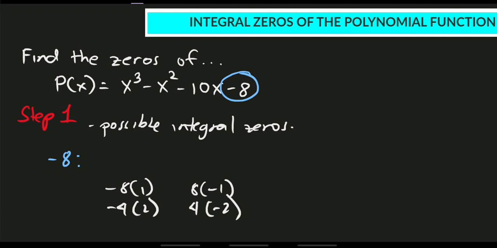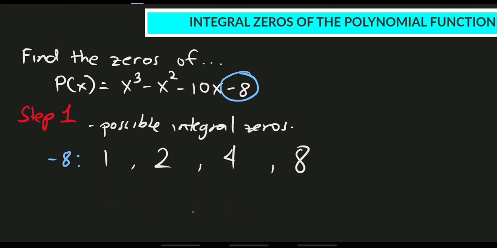Our next step is to simply list down all of the numbers we obtain. So we have 1, we also have 2, we have 4, and we have 8. Since we have this list of divisors, don't forget to also include its negative value. So for step number 1, always include the positive and negative sign. That means we have positive and negative 1, positive and negative 2, positive and negative 4, and positive and negative 8. So that is our step number 1, the list of all possible integral zeros of this given polynomial.